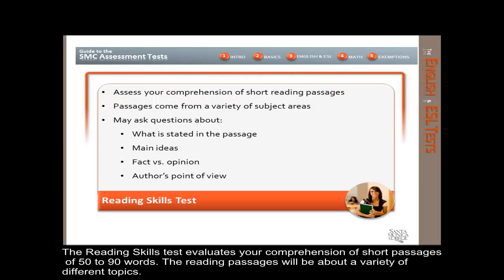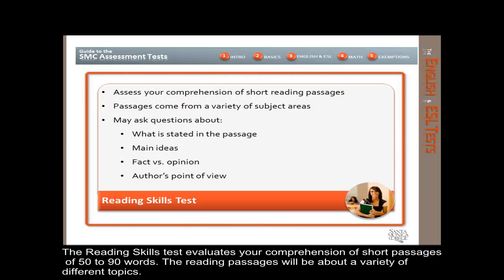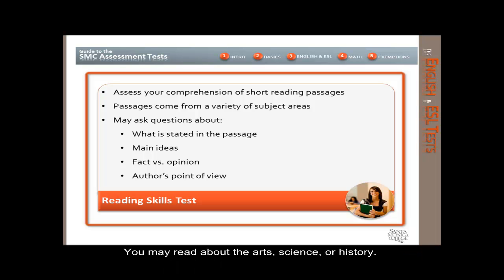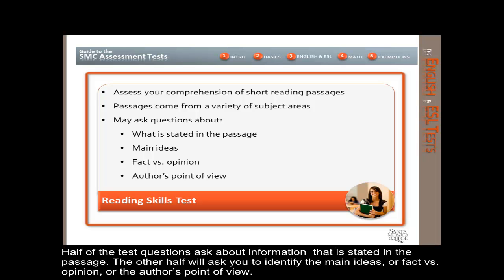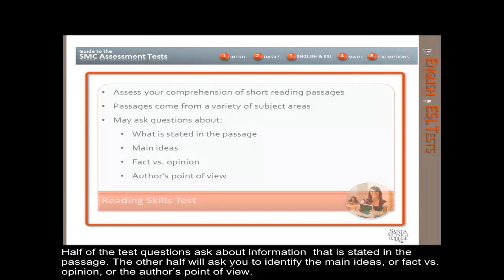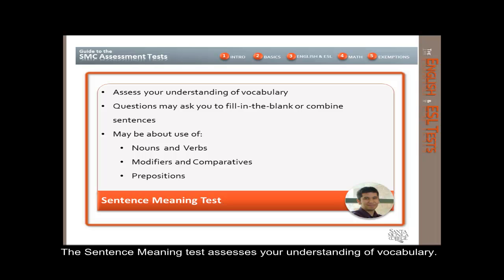The reading skills test evaluates your comprehension of short passages of 50 to 90 words. The reading passages will be about a variety of different topics. You may read about the arts, science, or history. Half of the test questions ask you about information that is stated in the passage. The other half will ask you to identify the main ideas or fact versus opinion or the author's point of view, for example. The sentence meaning test assesses your understanding of vocabulary.